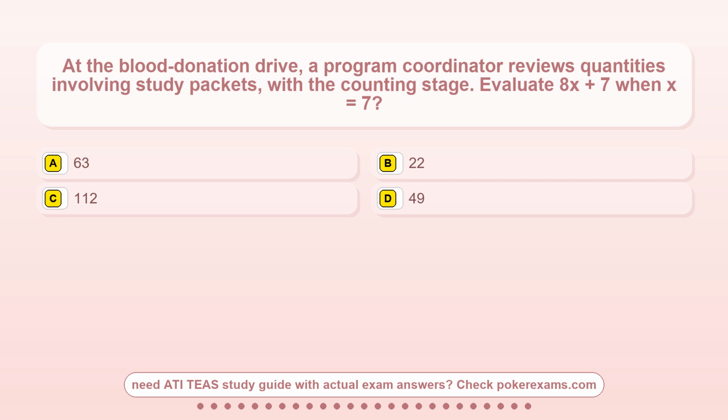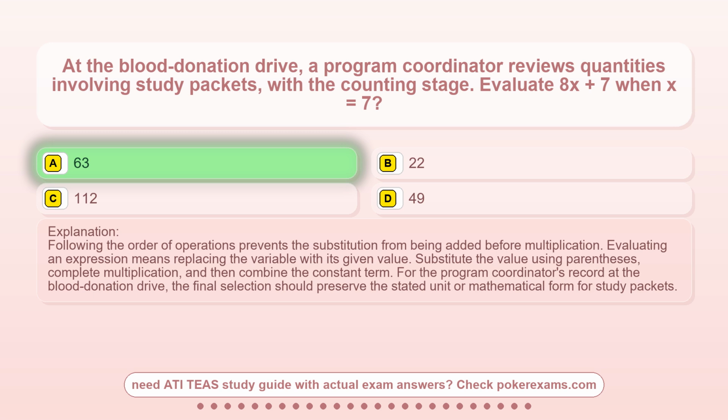Question 2. At the blood donation drive, a program coordinator reviews quantities involving study packets with the counting stage. Evaluate 8x plus 7 when x equals 7. Option A, 63. Option B, 22. Option C, 112. Option D, 49. The correct answer is option A, 63.